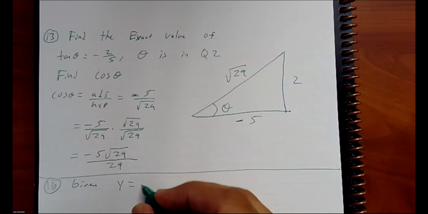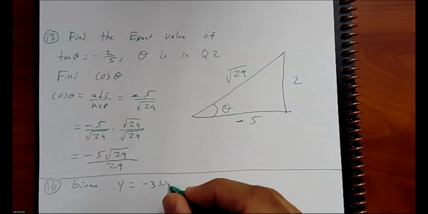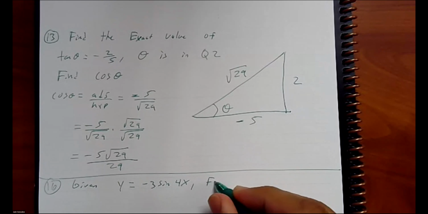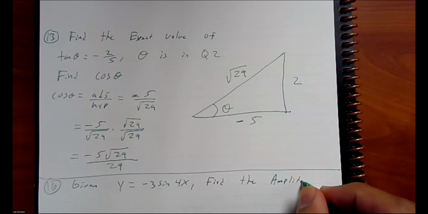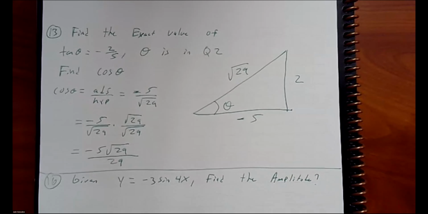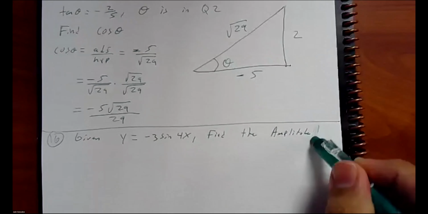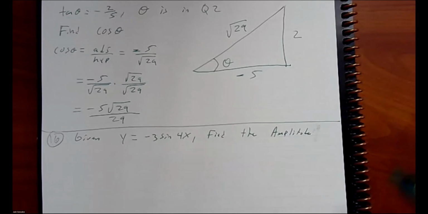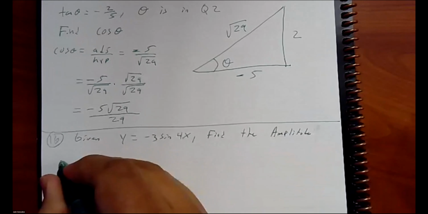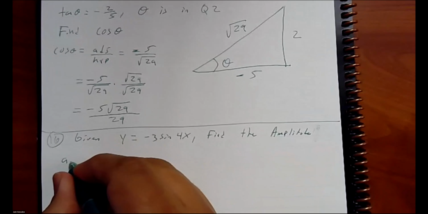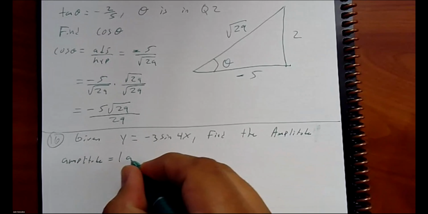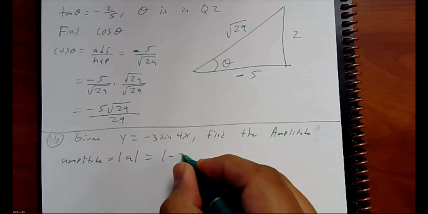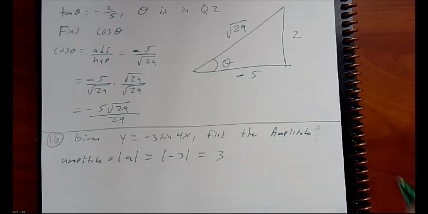Given that y is equal to -3 sine of 4x, find the amplitude. What is the amplitude? Three. Yeah. Amplitude, we said, is equal to the absolute value of a, which in this case is the absolute value of -3. So 3.